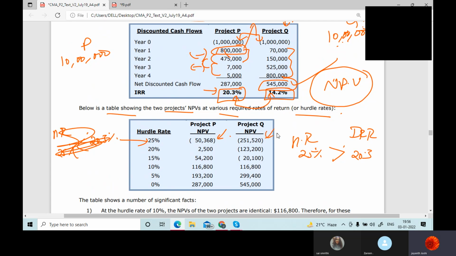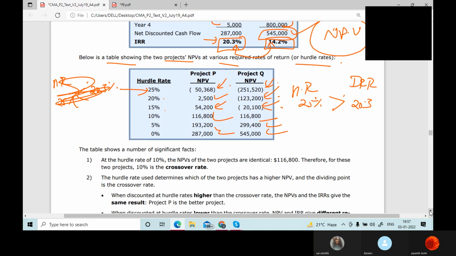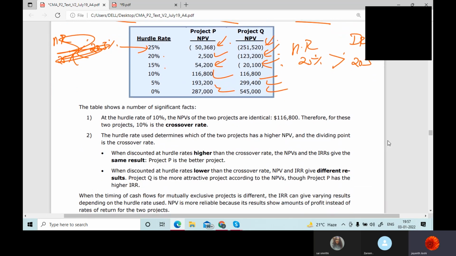Here I'm getting positive NPV because my hurdle rate is less than my IRR. I can accept. Here again I'm getting negative NPV because my hurdle rate is more than IRR. Here my hurdle rate is again more than my IRR, I'm getting negative NPV. Here my hurdle rate is less than my IRR, positive NPV. And again here positive I'll get, because in both the cases my hurdle rates are less than my IRRs. Just have a look through this, then I'll go forward.